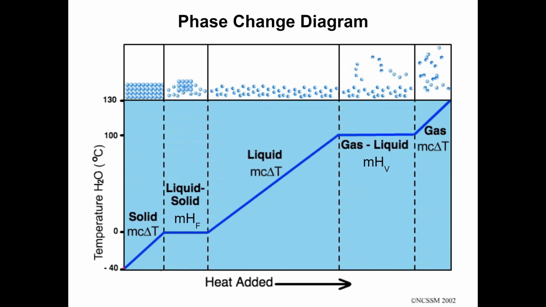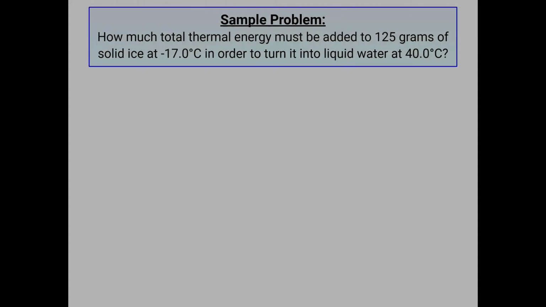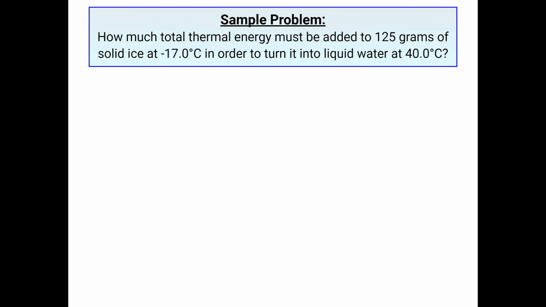And now that you've seen all the concepts, it'd probably be a good idea to practice it. So there's just going to be one sample problem in this video, and here it is. How much total thermal energy must be added to 125 grams of solid ice at negative 17 degrees Celsius in order to turn it into liquid water at 40 degrees Celsius?